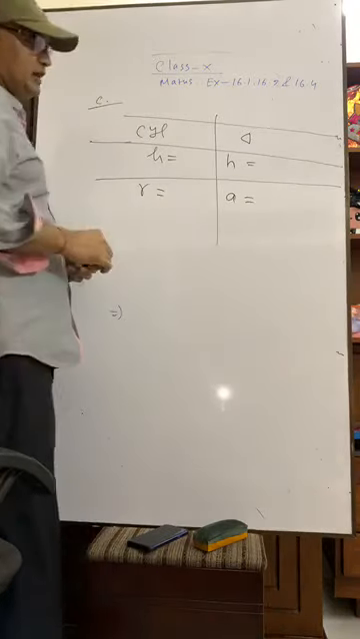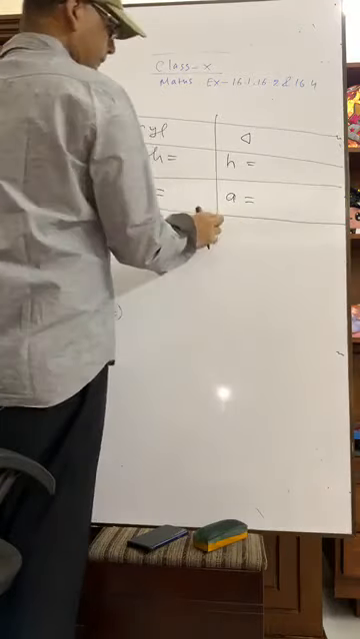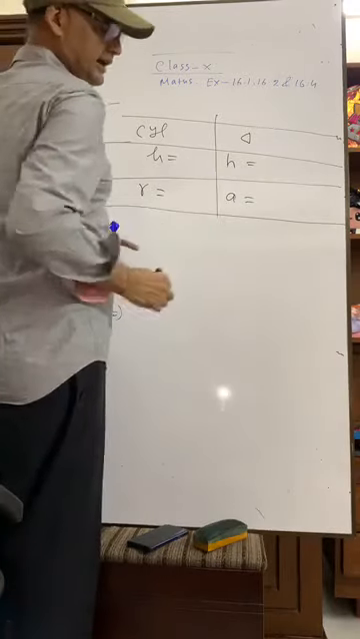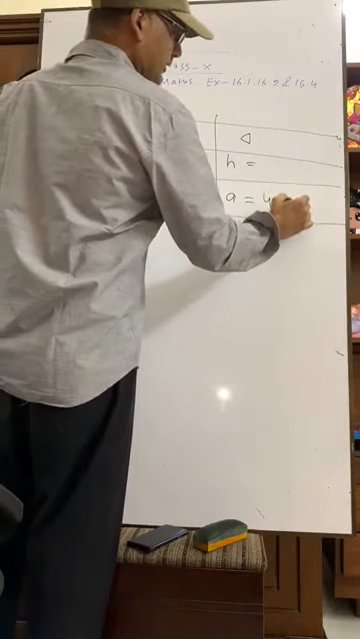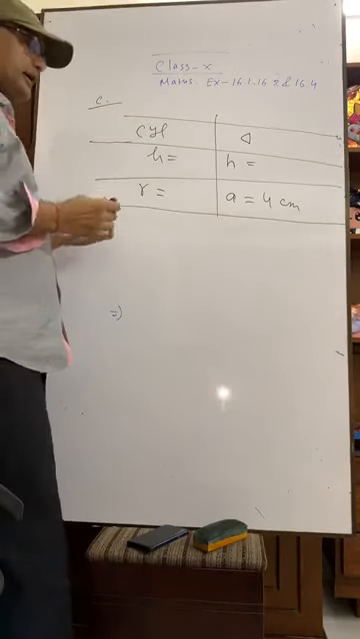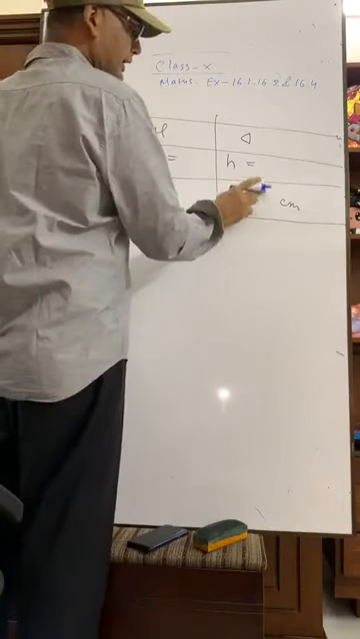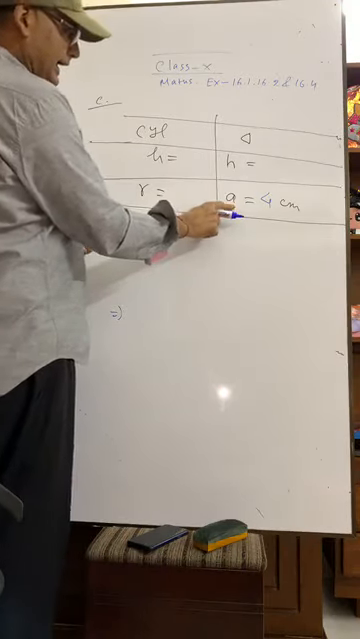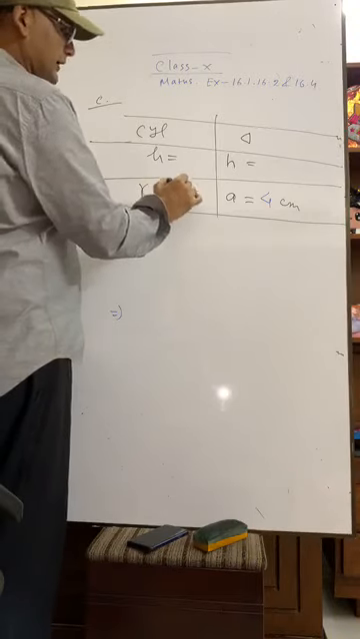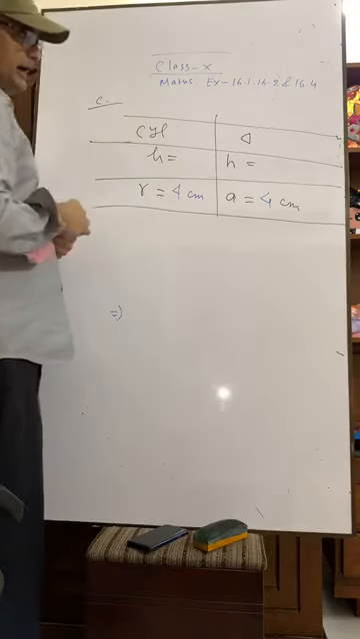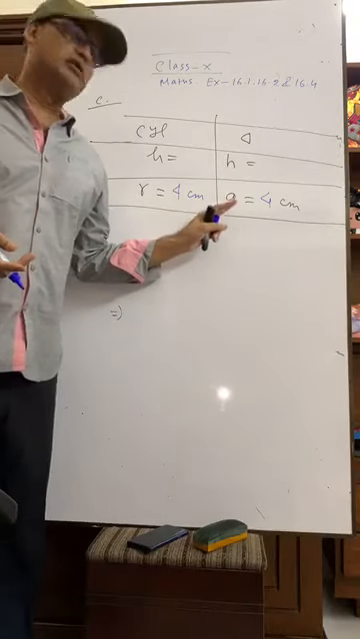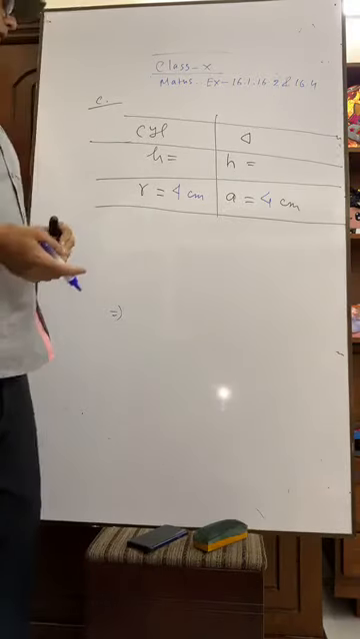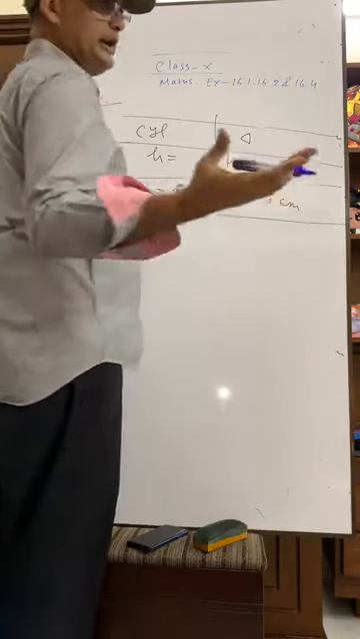Please see the question. The length of one side of an equilateral triangle in this question is 4 centimeter. You write down here 4 centimeter. It is told that its length of one side and the radius of the cylinder are the same, so it is also 4 centimeter. I mean, the length of one side of the equilateral triangle is equal to the radius of the base of the cylinder. Now, its height we really don't know.